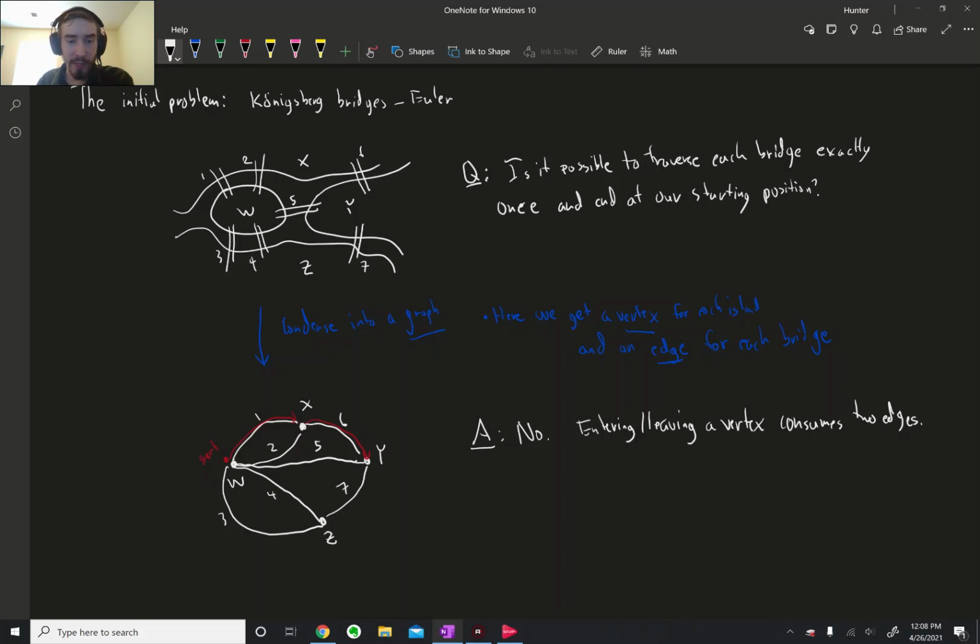And therefore, for any vertex that isn't the one that we start or end at, we have to visit an even number of times. Let's call all of those vertices intermediate vertices. They have to have an even number of edges because we use those edges in pairs.